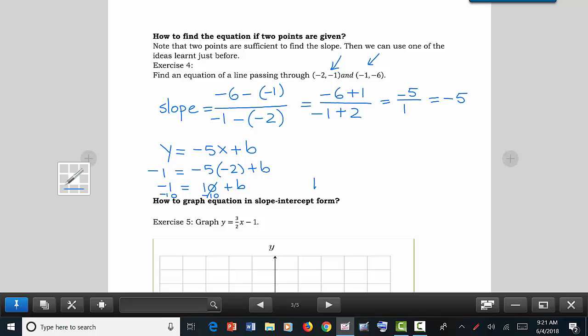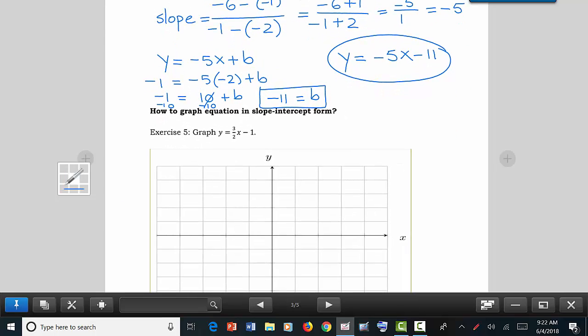So we got b equals negative 11. If we get b, then we are almost done. Just replace back. y equals, we got the equation negative 5x, and then b is negative 11. That is the final answer.